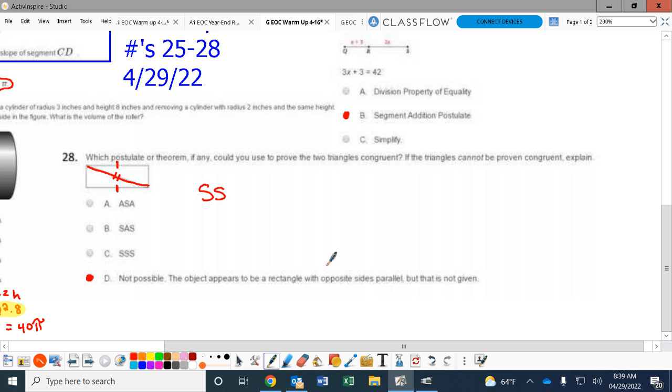Okay, guys, that's your warm-up for today. Go ahead and take that and put it in your warm-up section.